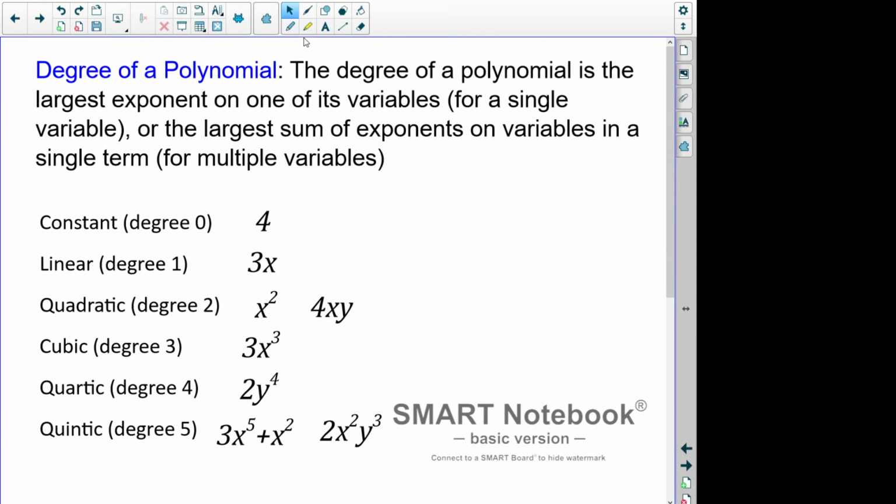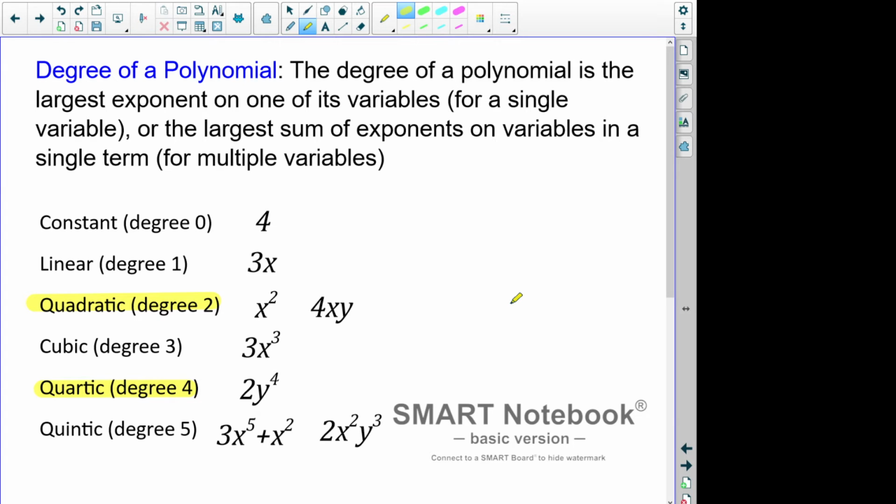Now the ones that people get confused on are this one and this one, because they sound really similar, right? So quartic: 4 quarters in a dollar, 4 quarts in a gallon, right? It means 4. Quartic is 4.